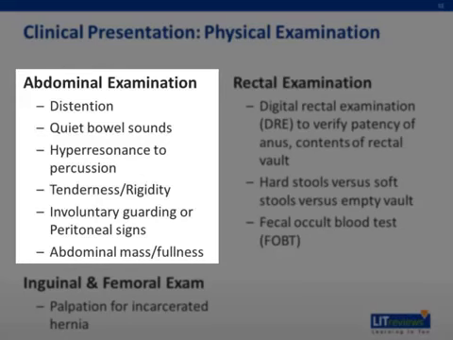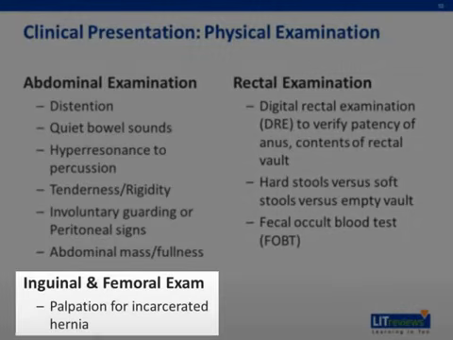The presence of true involuntary guarding or peritoneal signs should raise the specter of another intra-abdominal process, such as an abscess. An abdominal mass or fullness may be palpated if a tumor is present in the cecum. Evaluation of the inguinal and femoral regions should be an integral part of the examination in a patient with suspected large bowel obstruction.